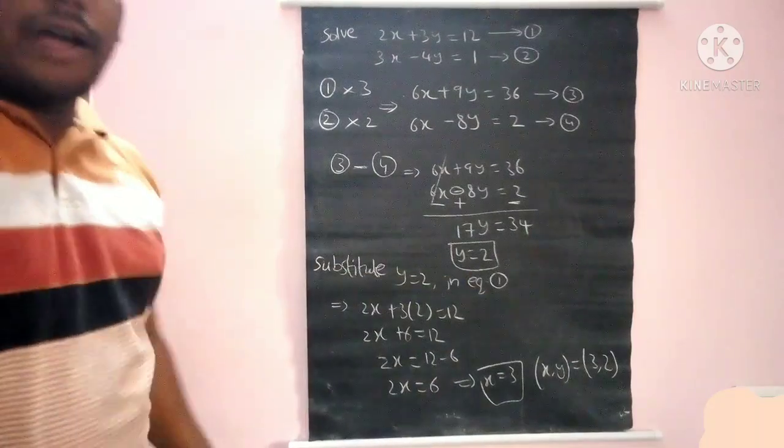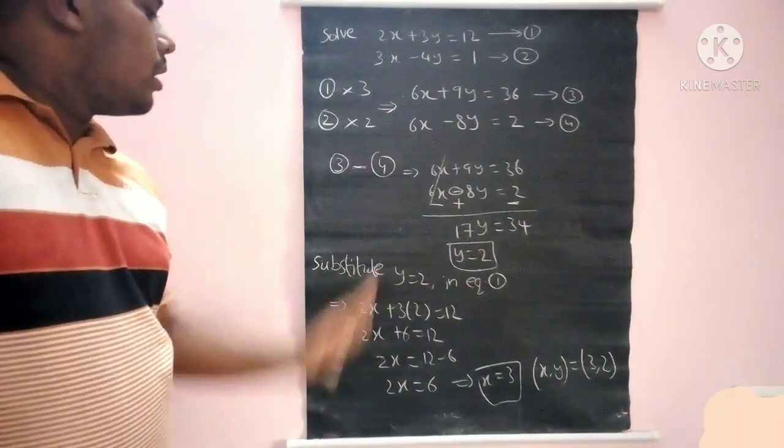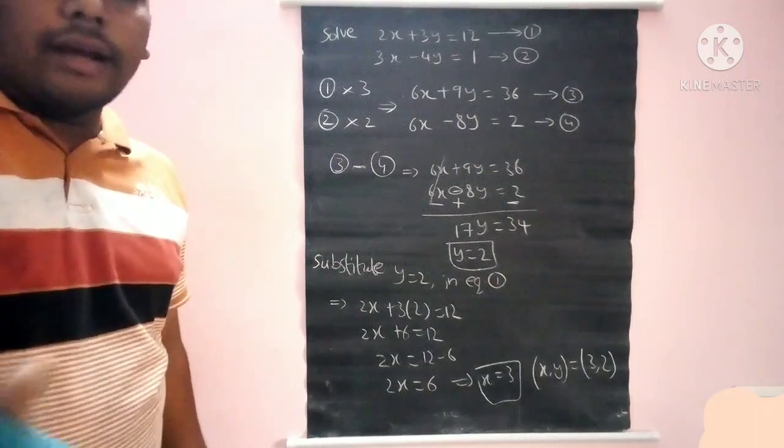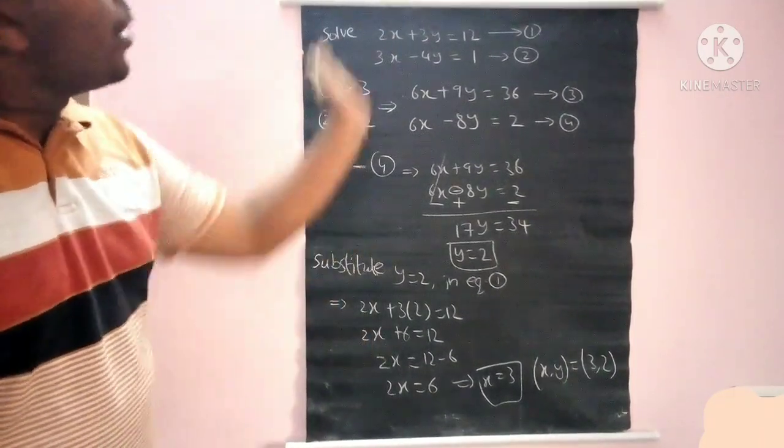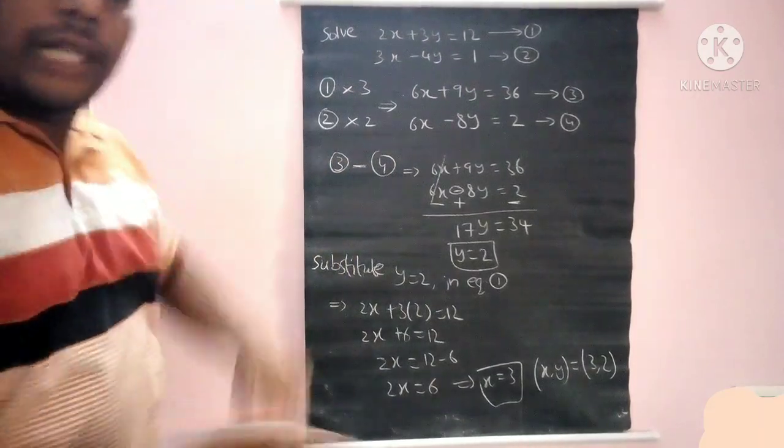These are the x and y values we solved using the elimination method. So here there is no rule that definitely you should make the x coefficients equal. We can make the y coefficients also equal. So that also we will see.